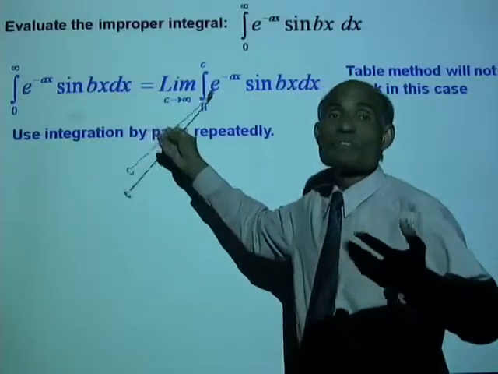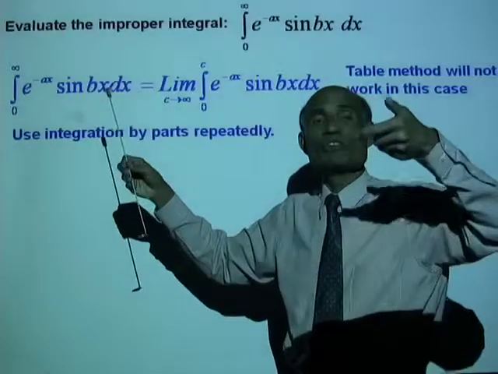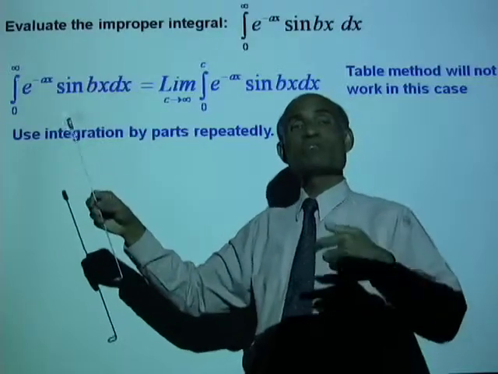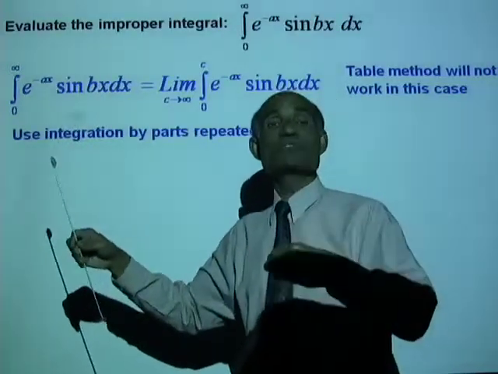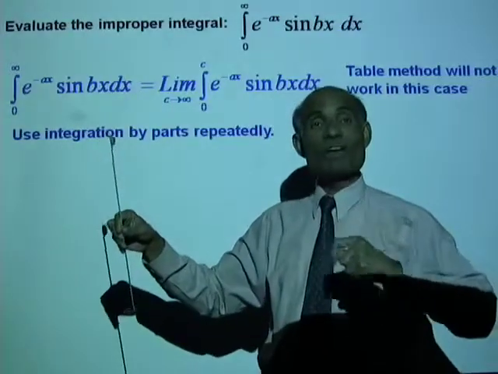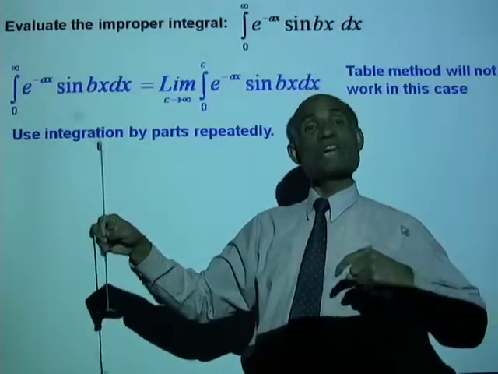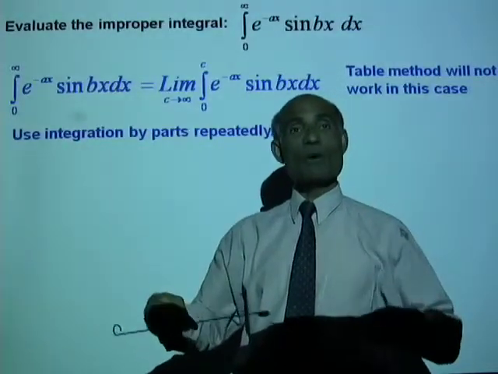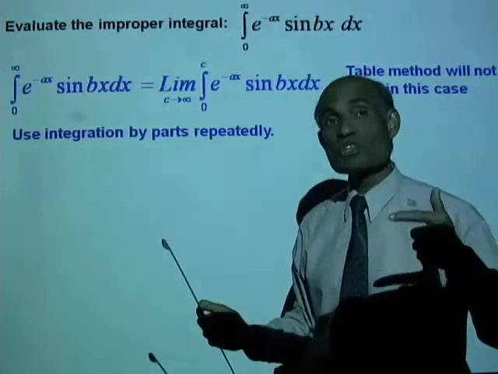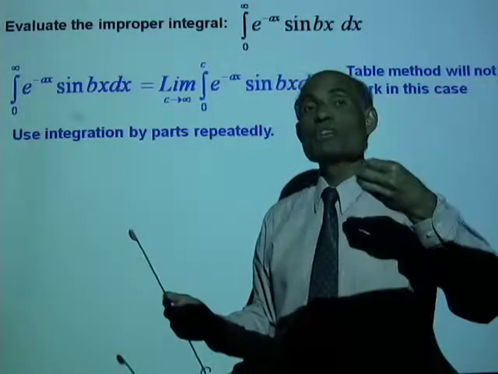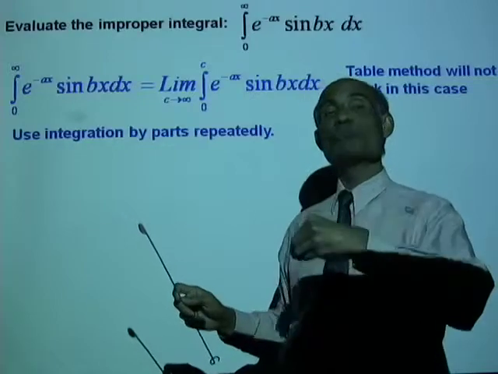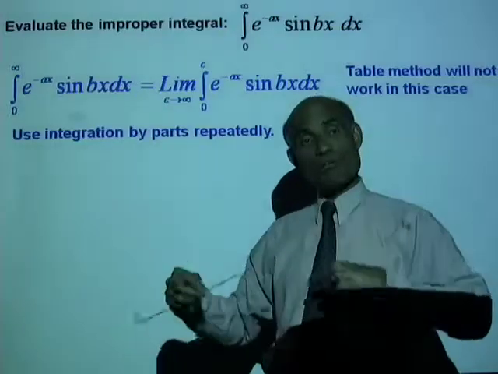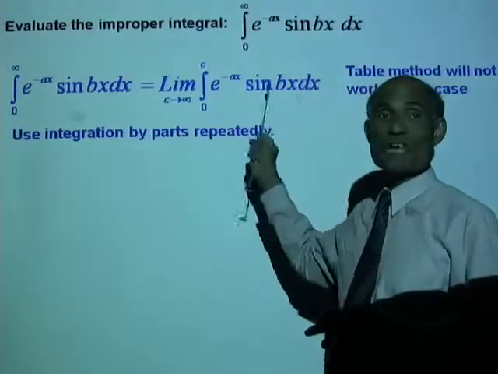When you find the derivative of e to the power of negative ax, it will keep on revolving: negative a e to the power of negative x, a squared e to the power of negative x, negative a cubed e to the power of negative x. It will roll over and over. Similarly, integrating sine bx dx will give you negative cos bx over b, negative sine bx over b squared. It will roll over. So you cannot use the table method here.